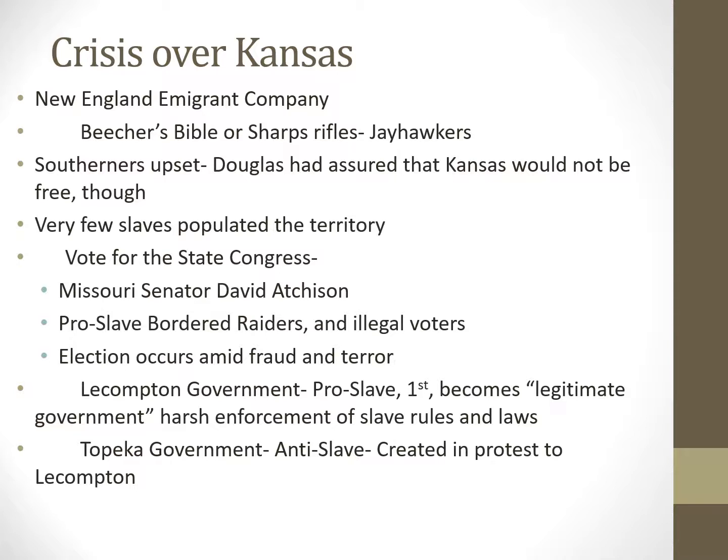And Southerners were increasingly upset by this because they felt, as was the case, that Stephen Douglas, a northern Democrat from a non-slave state, had assured them that Kansas would be a slave state and Nebraska would be a free state, despite the fact that very few slaves populated the territory.